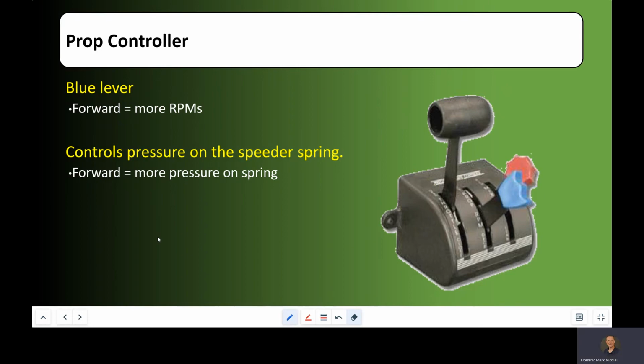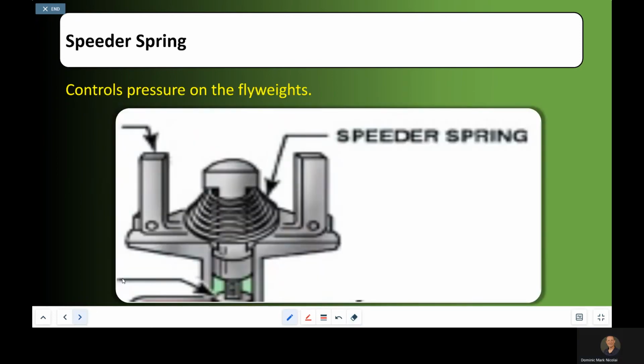So that means there is an actual cable running from your cockpit to the governor. And when you get a chance to go down to maintenance, see an uncovered engine, you can look for that connection in there. Doesn't matter if it's the Cirrus or the Seminole, you'll be able to find that. Now here's the thing, that forward movement of the knob puts more pressure on a spring. Okay? And that's our next one to look at, the speeder spring.